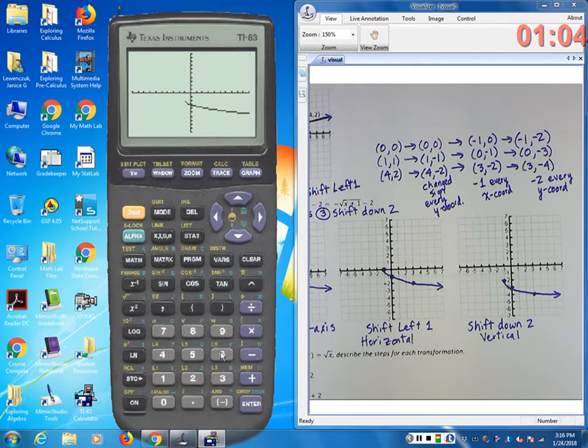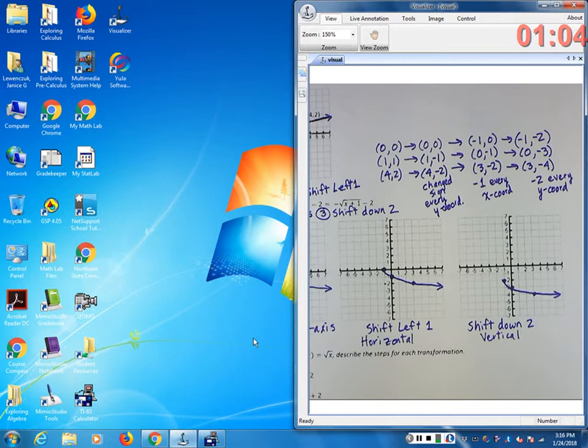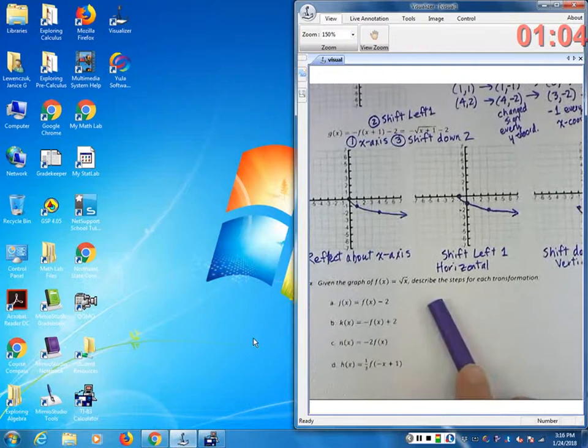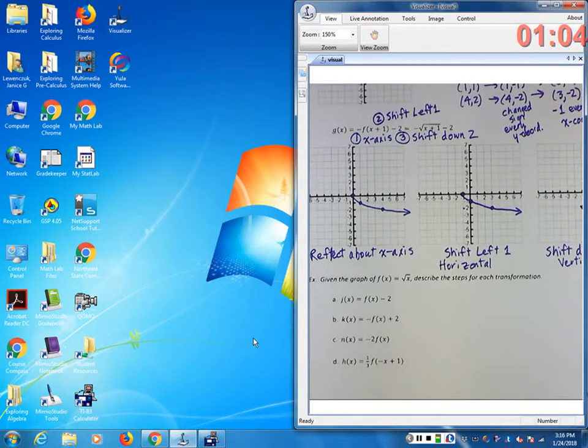It's hard to tell, but that's the same function. We could have set it up the same to show the same, but okay, so you can check your final result in the calculator. Any questions? All right, so describe the steps for each transformation.